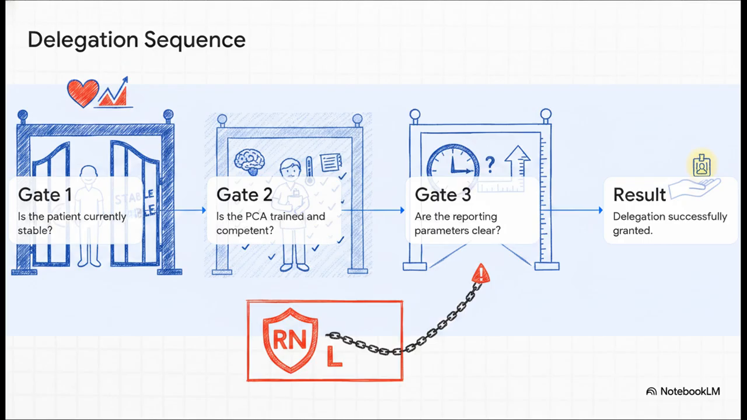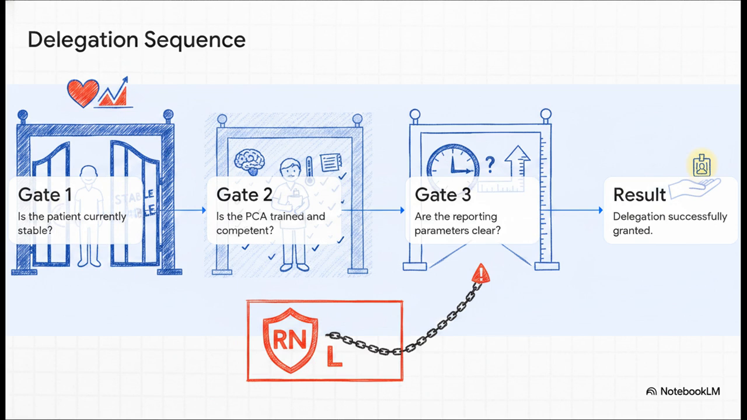So how do you actually get that privilege? Well, you have to pass through what we call the RN delegation sequence. Think of these as 3 strict gates you've got to clear. Gate 1, is the patient stable? If they're critically ill or their condition is rapidly changing, delegation stops right there. Gate 2, are you, the PCA, actually trained and competent to perform this specific check? And Gate 3, are the parameters perfectly clear? Meaning, do you know exactly how often to check and how to report it? Once all 3 of those gates are cleared, boom, delegation is granted.